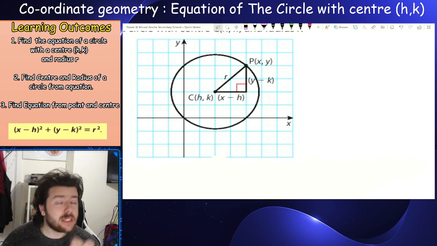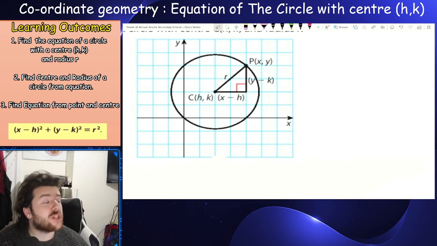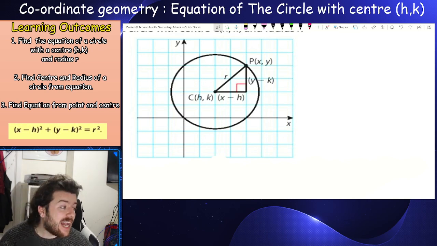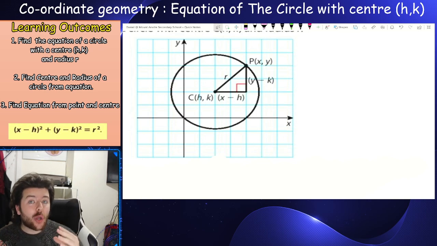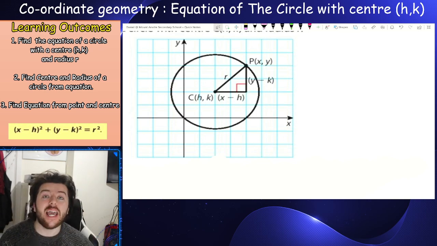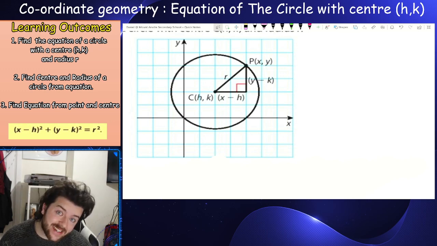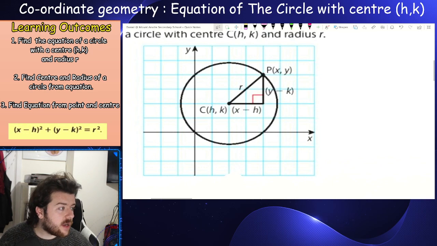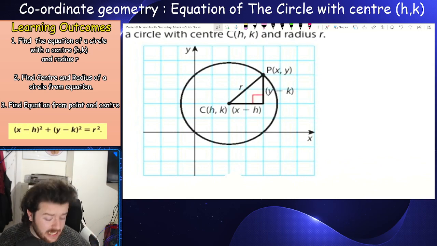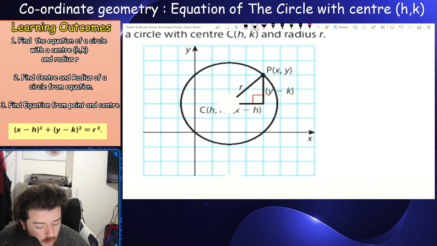So the last one we were looking at was the equation of a circle when the center of the circle lies on the origin. Now we are looking at the equation of a circle when the center point is not that. So for example, here's a circle. As we see, the center point is not at 0, 0. So here is my center point right here.